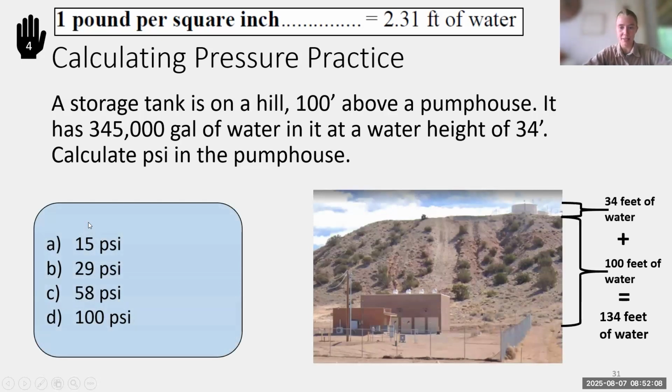If we visualize what this problem is asking, this photo does that. We've got our storage tank on the top of the hill, and that has a water height of 34 feet. That's our storage tank. Then we have 100 feet of height between the water tank and the pump house. That's going to be another 100 feet of water. If we calculate those, we know that we have 134 feet of water in total. Knowing that, I'm going to give you all a chance to work on this. I'll give you 3 minutes to do that. We'll come back together and look at how we solve this problem.